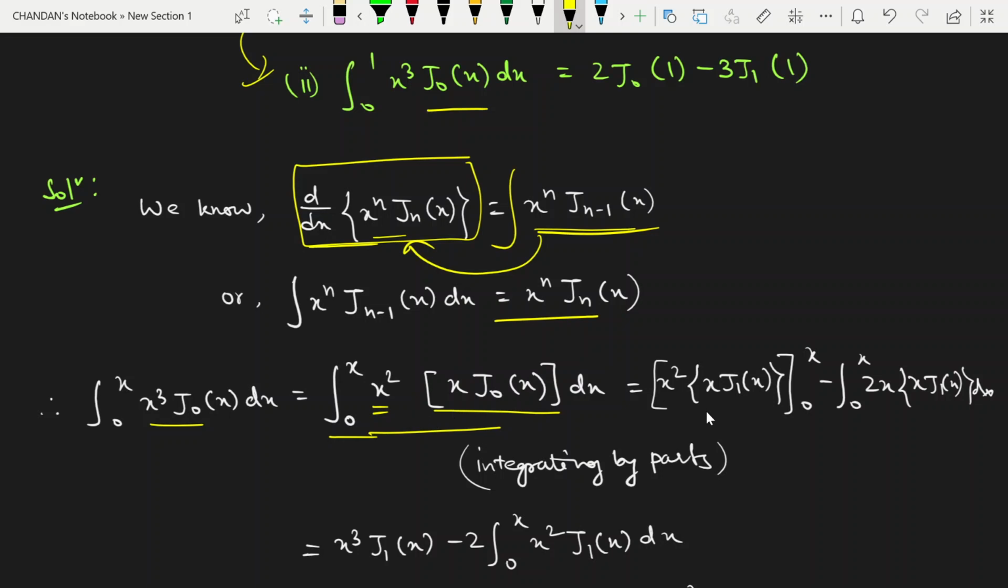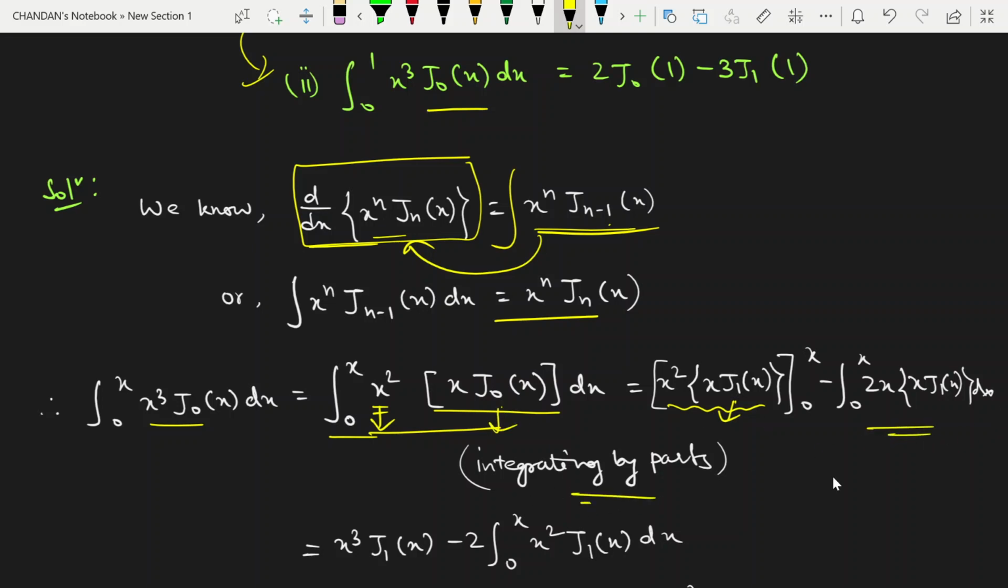Okay, so this is equal to, this is the first function, so x square is the first function. Integration of this one, x J0(x), is equal to x to the power n Jn-1(x). So this is x J1(x), and integration from 0 to x, and minus d/dx of this term and integration of this term. Okay, so this is integration by parts.